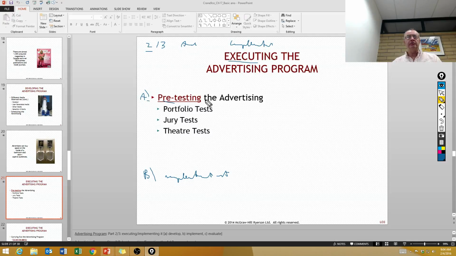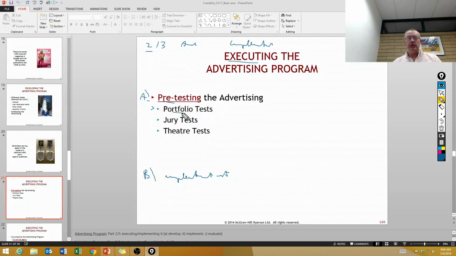So when we speak about pre-testing the ad, we develop some ads, and we want to make sure that the ads are going to be effective. So we test the effectiveness of the ad before we start rolling it out, or we test the effectiveness of different versions of the ad in order to find the most effective one. And we have 3 ways of doing this.